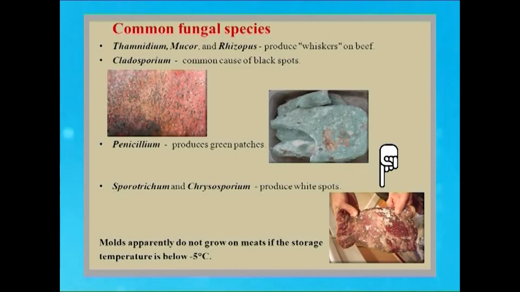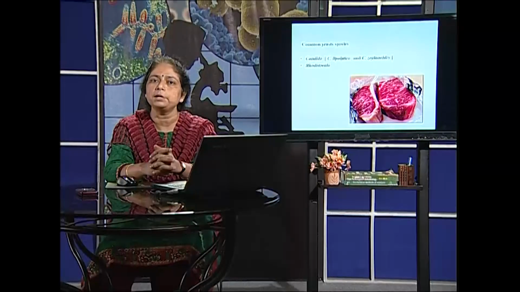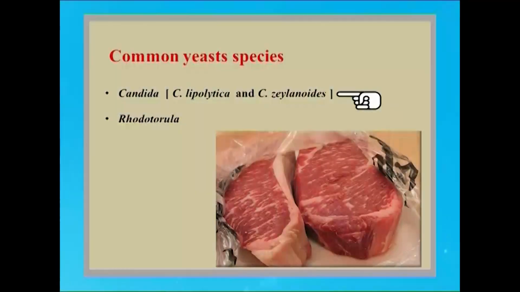One thing should be taken into account: molds apparently do not grow on meats if the storage temperature is below -5 degrees Celsius. Therefore, if you are able to maintain the temperature, you can inhibit the spoilage that is being caused by fungus. Coming to the different species of yeast that can spoil meat, they can be different species of Candida, especially Candida lipolytica and Candida zeylanoides. Also, species of Rhodotorula are responsible microorganisms which cause the spoilage of the meat.